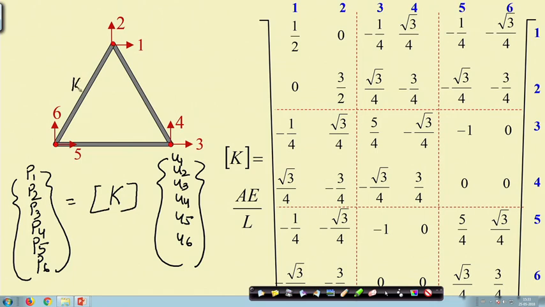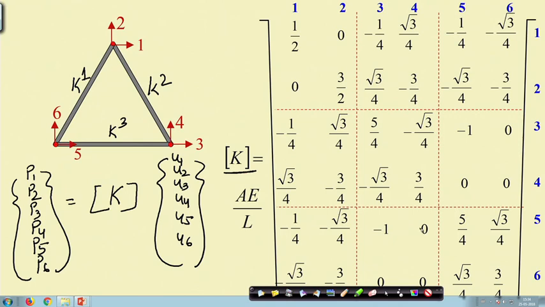Element stiffness matrices, like member stiffness matrices k1, k2 and k3: k1 relates 1, 2, 5, 6; k2 relates 1, 2, 3, 4; and k3 relates 3, 4 and 5, 6. When we assemble them all, we get the global stiffness matrix, which relates the forces and the displacements defined with respect to the global coordinate system. Now, what information do we need to calculate the stiffness matrix?